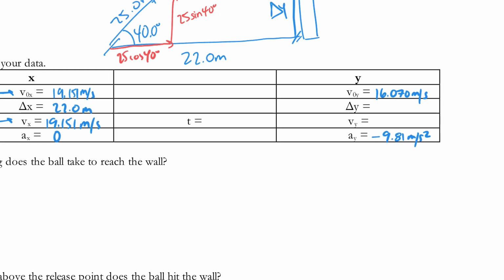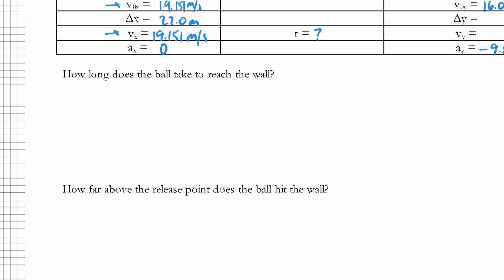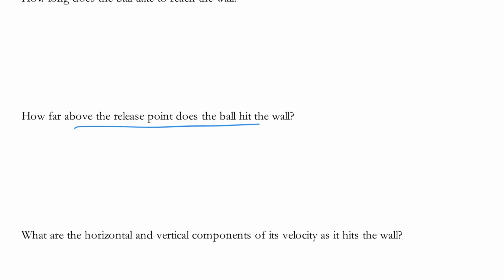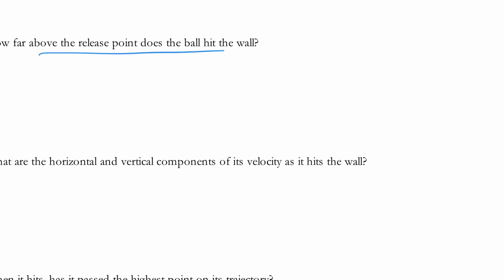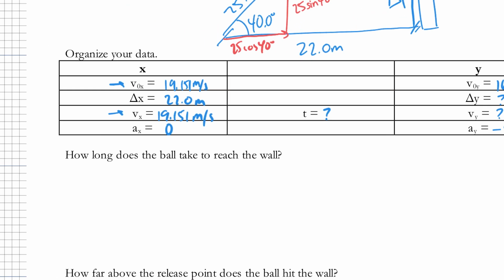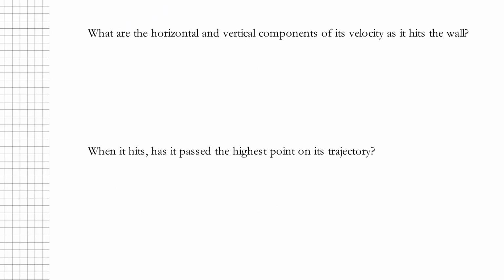Okay, how long does the ball take to reach the wall? That's the first one, so that means we need to know this time. How far above the release point does the ball hit the wall? It's going to be delta y. And then, what are the horizontal and vertical components of its velocity as it hits the wall? So we want to know this guy, and I already filled that one in for you. And when it hits, has it passed its highest point on its trajectory? That's another way of asking, is Vy greater than 0 or less than 0, right? Because if Vy is positive, it's still on its way up, and if Vy is negative, then it's on its way down.